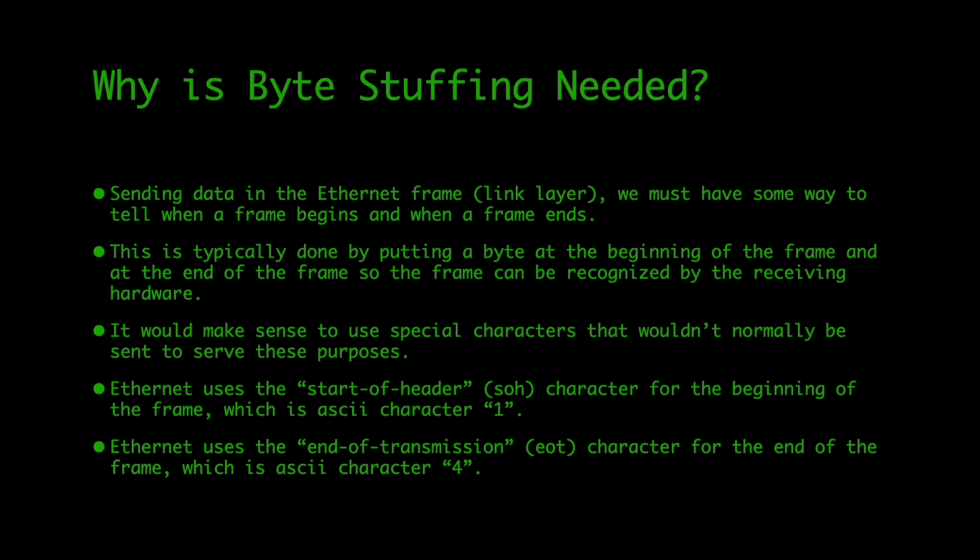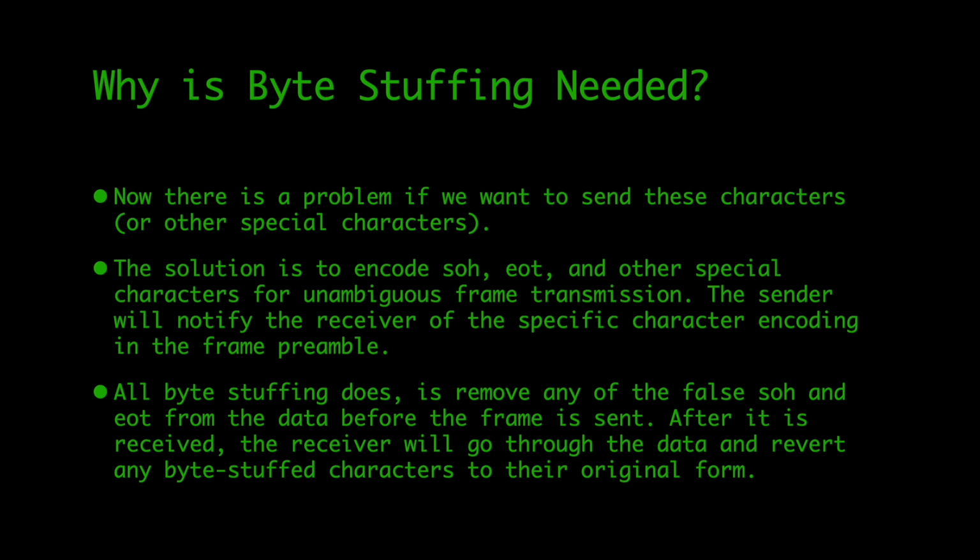Ethernet uses the start of header, or SOH, character for the beginning of the frame, which is ASCII character number 1. It also uses the end of transmission, or EOT, character for the end of the frame, which is ASCII character 4. Now, there's obviously a problem if we want to send either those characters or other special characters as data. The solution is to encode SOH, EOT, and other special characters for unambiguous frame transmission.